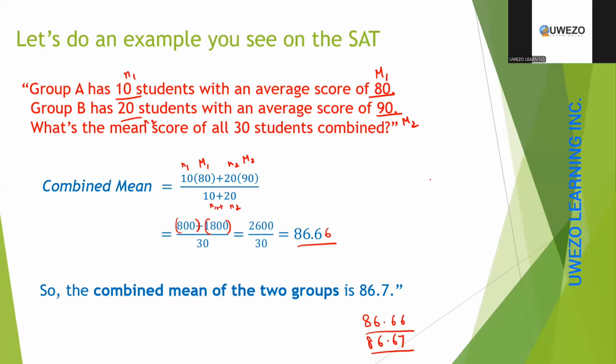And definitely the combined mean would not be (80 plus 90)/2 here. That would be wrong because group B has more students. So group B has more weight, and hence the combined average 86.7 is close to 90. So remember, to find the mean of two or more sets combined, multiply each mean by the number of items in its group, add them up, and divide by the total number of items. It's that easy: one formula for all SAT combined mean questions.